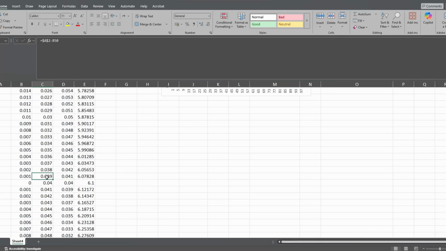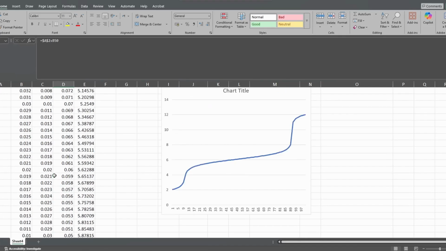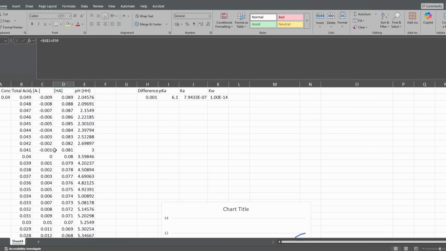0.01 unit of acid is added, so this value decreases. The conjugate base decreases, and the weak acid increases. The pH changes, and it continues on and on. And then after this, 0, now this is excess acid. Now all this acid will not be buffered, all the H positive ions will not be buffered.